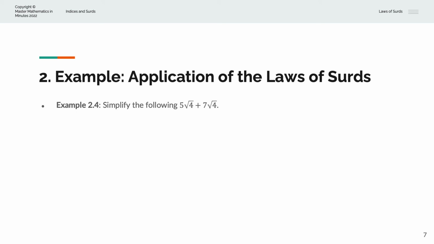So in the fourth example, we're asked to simplify 5 times the square root of 4 plus 7 times the square root of 4. And we'll apply the fourth law. This is where we're able to factorize the square root of 4 outside of the brackets. And that leaves us with 5 plus 7 inside the brackets. And the square root of 4 is 2, and 5 plus 7 is 12. So 2 times 12 is equal to 24.